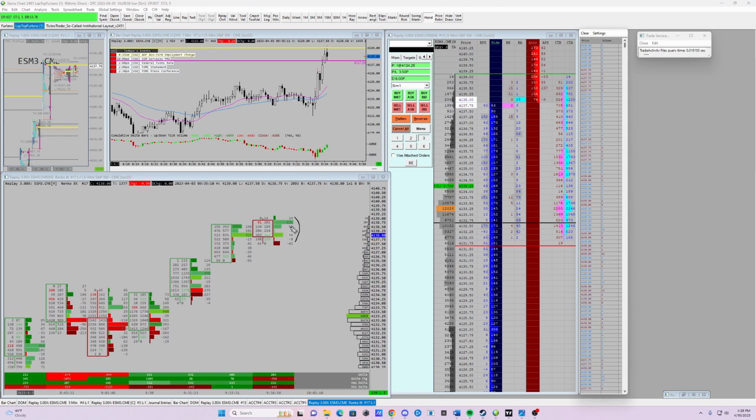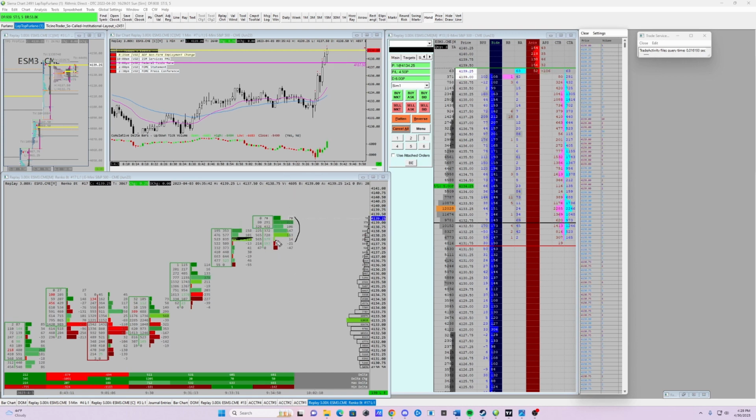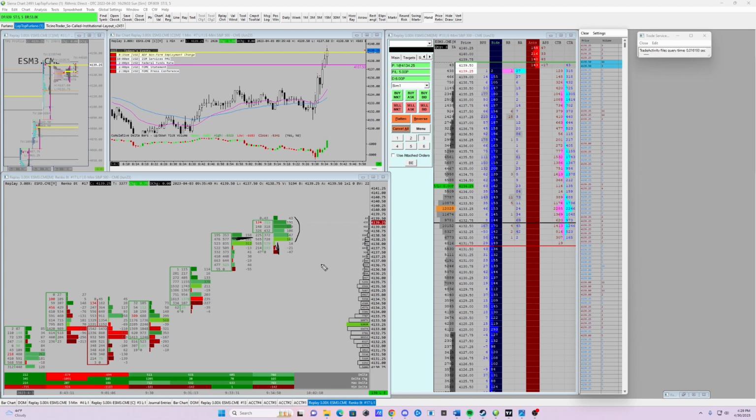We had those red delta prints come in. Buyers have established price in this area and said, okay, this is where we've accepted value at this point. Are they going to accept higher? Now it looks like sellers tried to push it below value. They had no success, and buyers are continuing to print to the upside.